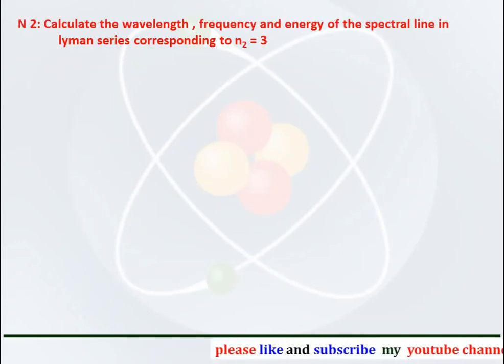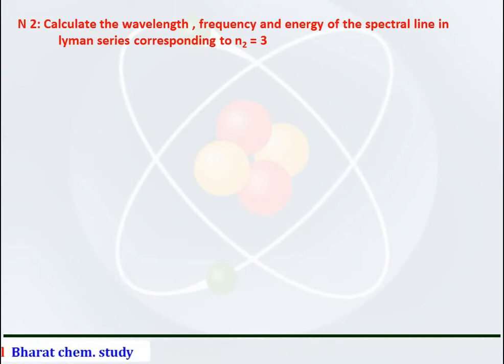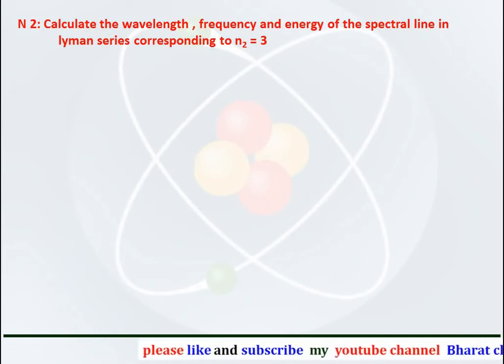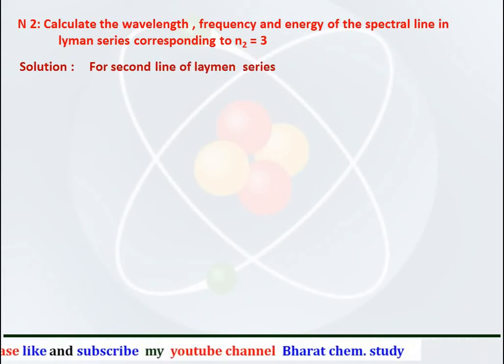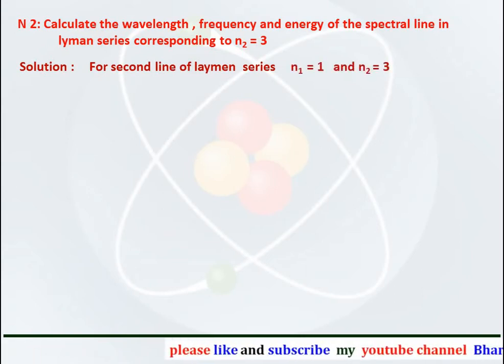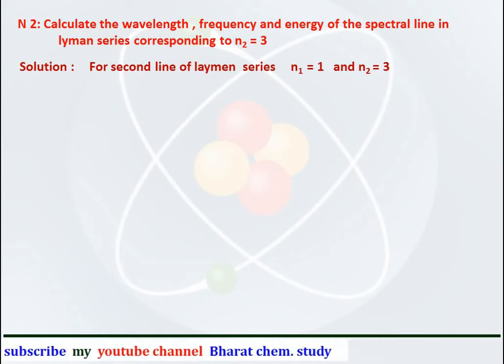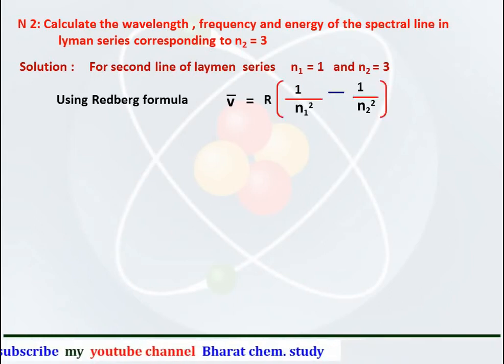For the second experiment, calculate the wavelength, frequency and the energy of the spectral line in Lyman series corresponding to n2 is equal to 3. So for Lyman series we know that when n2 is equal to 3, that means the line is second in Lyman series, and for Lyman series n1 is equal to 1 and for the second line n2 is given as 3.